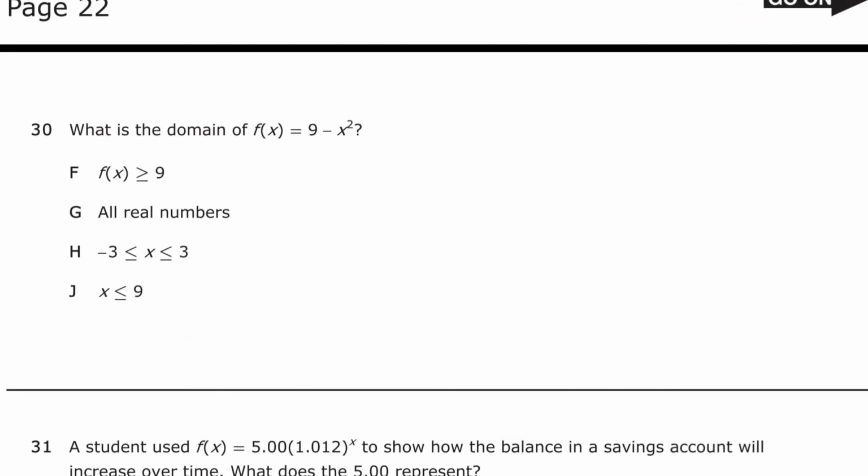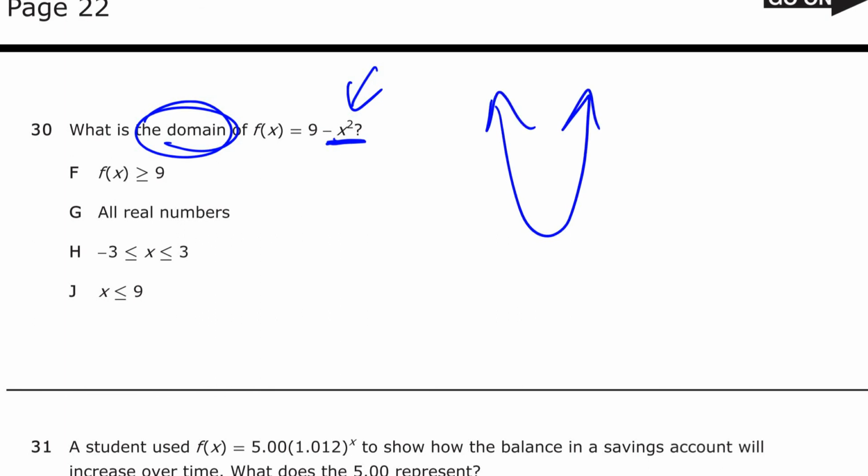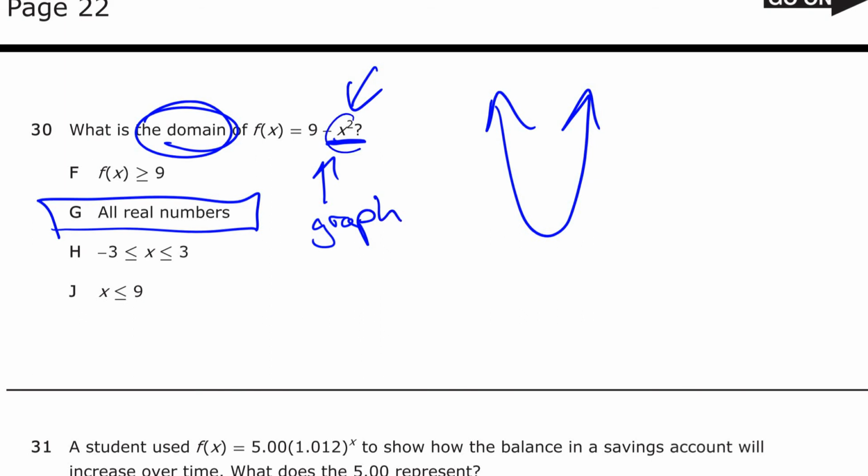Next, we're talking about domain. Domain, I see an x squared, so I know this is a quadratic. It's a parabola, and we know that for parabolas, the domain is always all real numbers. You could also graph that on your calculator if you could not just recognize that that was a quadratic.